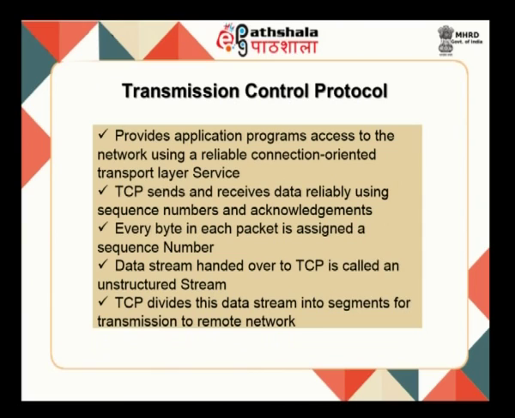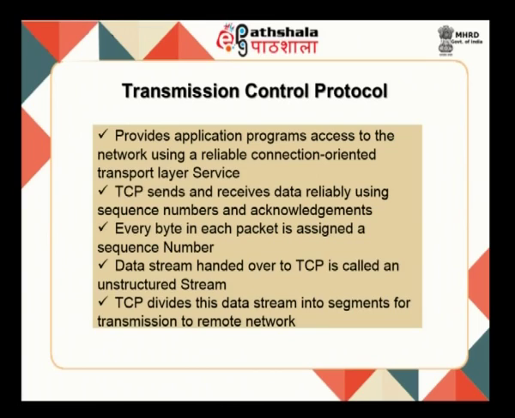The Transmission Control Protocol provides the application programs access to the network using a reliable, connection oriented transport layer service. So, TCP sends and receives data reliably using sequence numbers and acknowledgements. Here, every message that is split into segments is assigned a sequence number, and the data stream is handed over to TCP. Handed over to TCP, it is actually called an unstructured stream. The TCP divides this data stream into segments for transmission to the remote network.